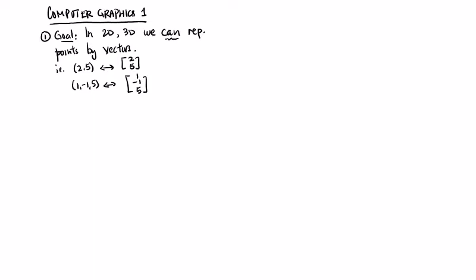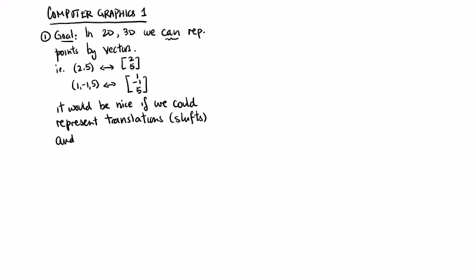So that's particularly convenient. What would be nice is if we could represent operations like translation and rotation by matrix multiplication. So we'll say it would be nice, and I'll explain why it would be nice, if we could represent translations, so think shifts, and rotations by matrix multiplications.